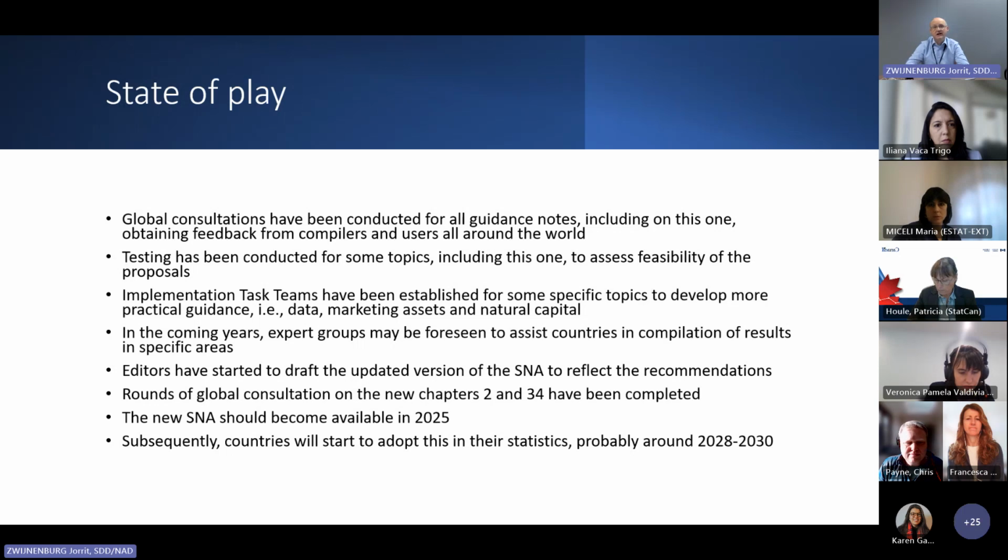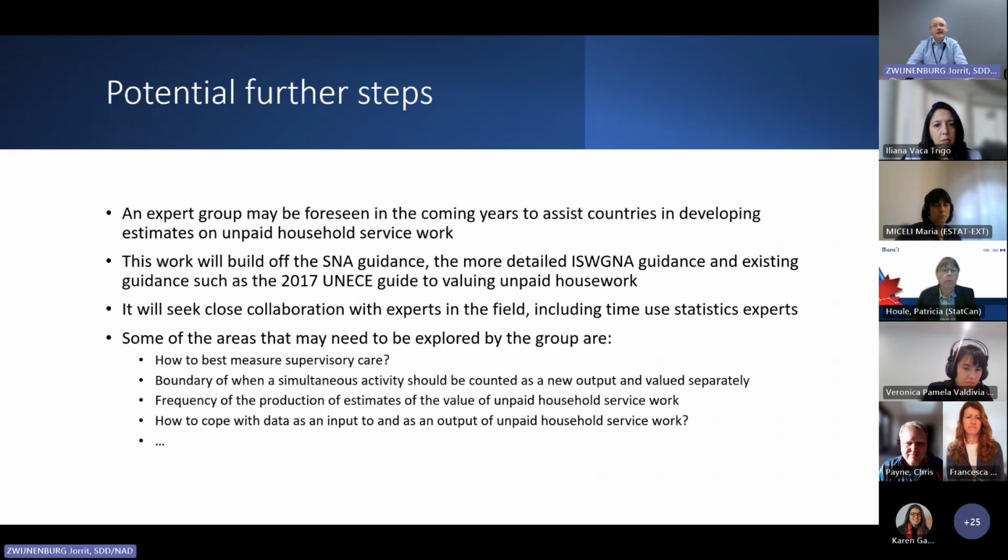Editors have started to draft the updated chapters. The global consultation already took place on chapters 2 and 34. It will be forthcoming for 35. And in the end, the new SNA, so all the chapters, should become available in 2025. And subsequently, the countries will start to adopt the new recommendations, the new guidance in their statistics. And this will probably lead to the first results coming out between 2028 and 2030.